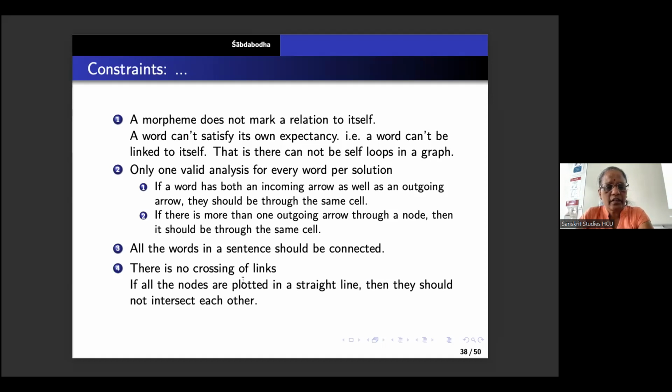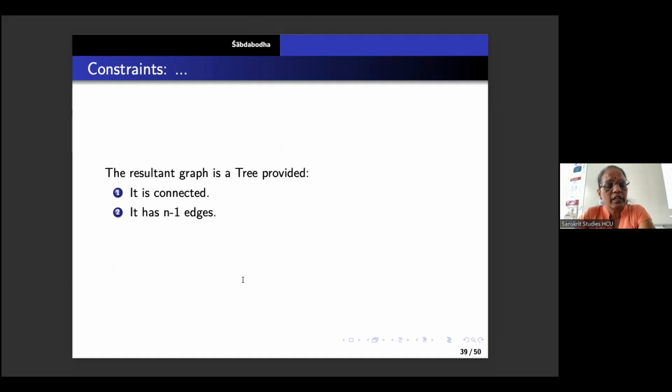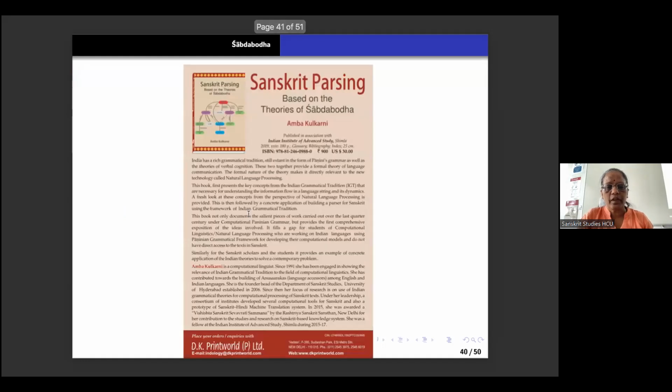So these are certain constraints. And finally, what we also need is a tree. So we have in the beginning a graph on which we apply all these constraints. And as an end product, what we need is a tree which is well connected, which has n-1 edges if there are n nodes.